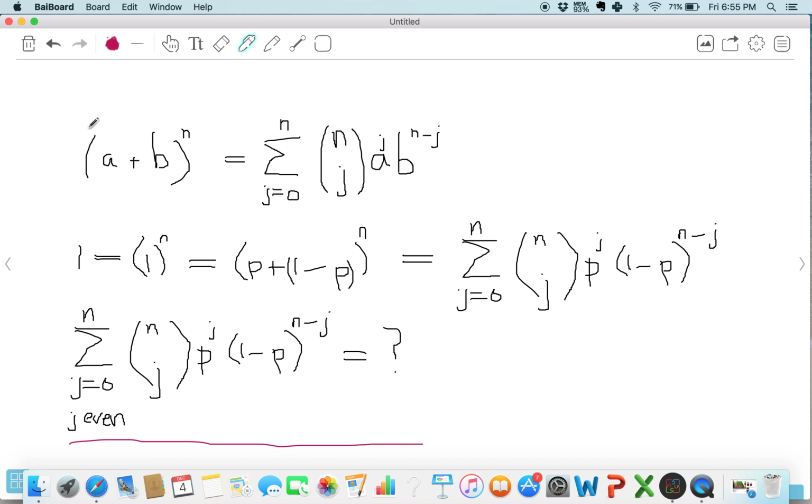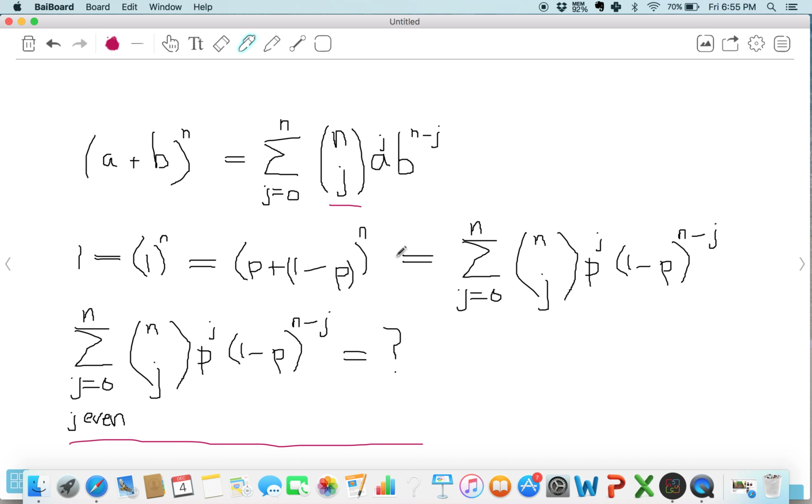So we all know of the binomial theorem, which says that the nth power of a sum can be given by this, where this n choose j is actually a combination, and this is a to the power of j and this b to the power of n minus j. Now note that if I substitute a by some parameter p and b as some parameter 1 minus p, then this a plus b becomes 1, and 1 to the power of anything is 1. And on the right hand side, my summation would look like something like p to the j and 1 minus p to the n minus j.